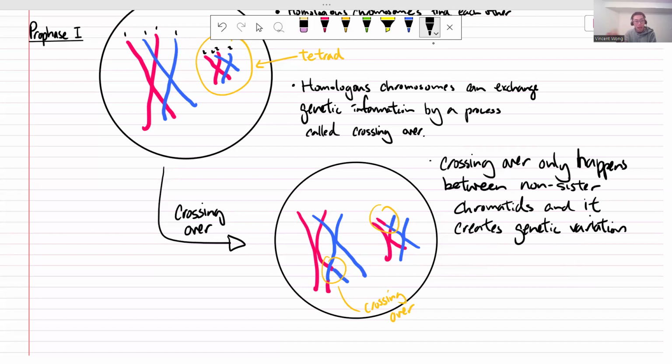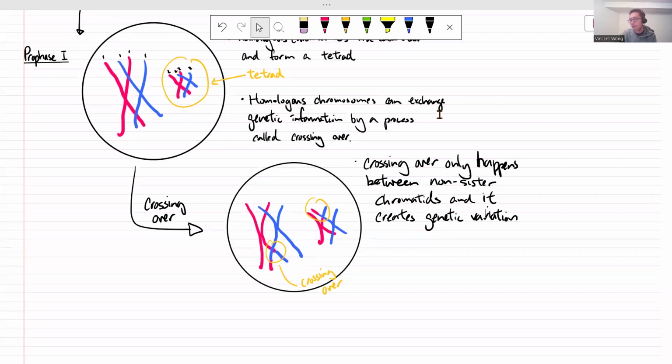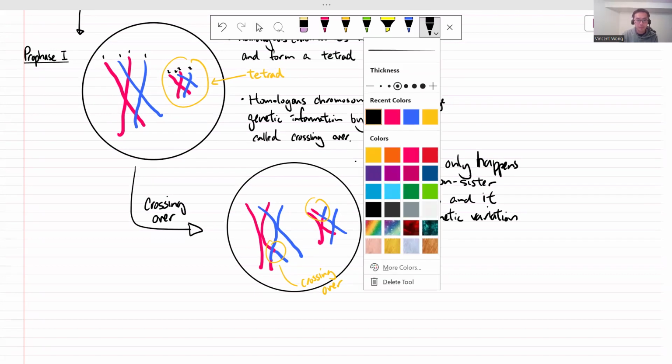So how come your kids inherited the father's eyes and not the mother's eyes? Well, maybe the mother chromosome switched the eye gene with the father chromosome, and then that gets passed on. So there's this big shuffling of all the traits between the mother and the father when we're producing the sperm and the egg. That's why our kids don't look identical to us. Make sense? So that's prophase 1. All right, moving on.